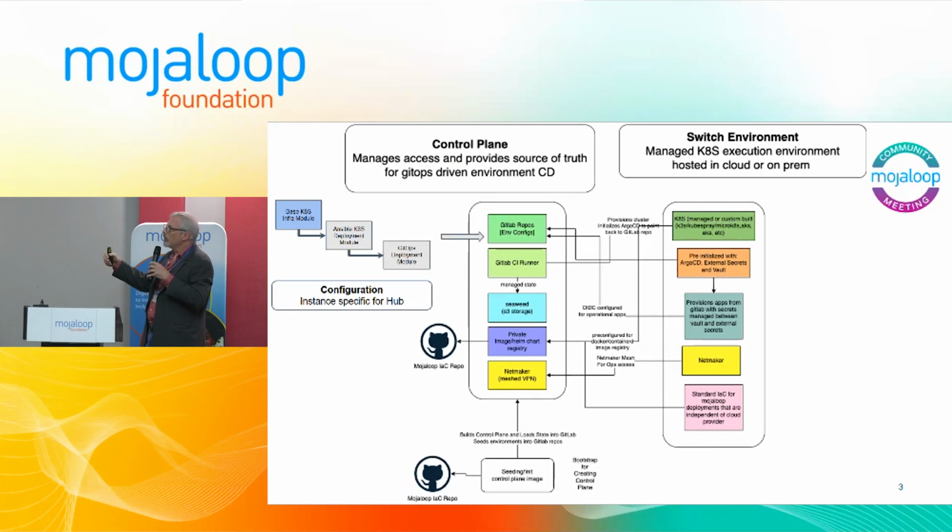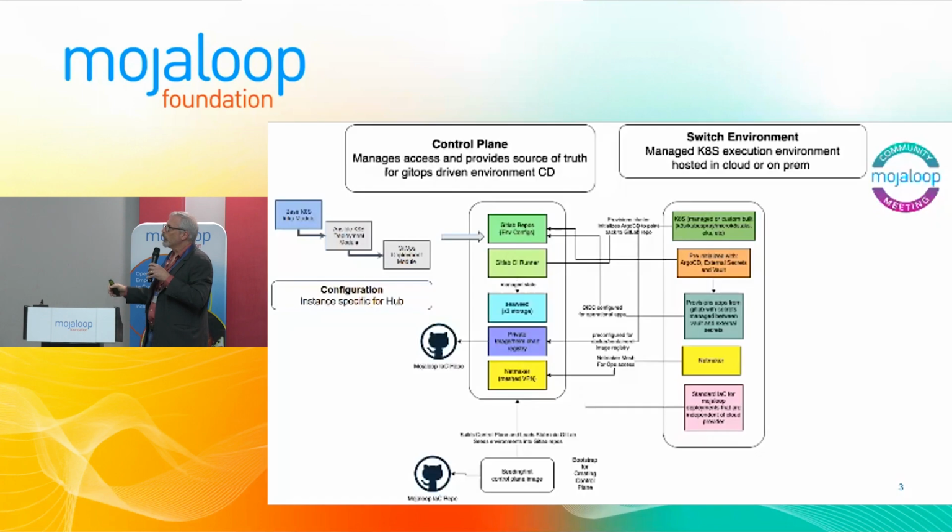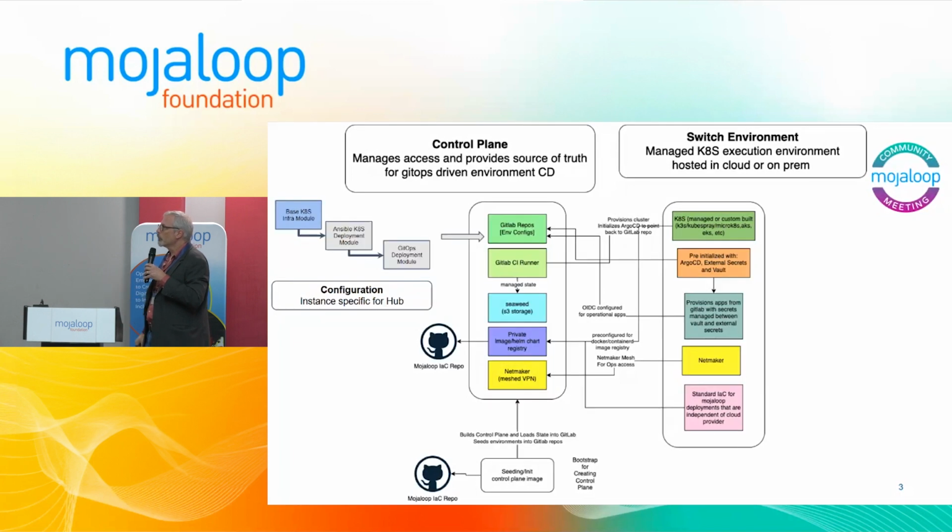It also has a GitLab CI runner, which allows us to use pipelines within GitLab in order to build out the infrastructure that we want. It has support for a meshed WireGuard VPN that allows each of those environments to securely talk back to the control plane. And it also has a Vault that is running within the control plane for securely managing secrets that the environments need access to.